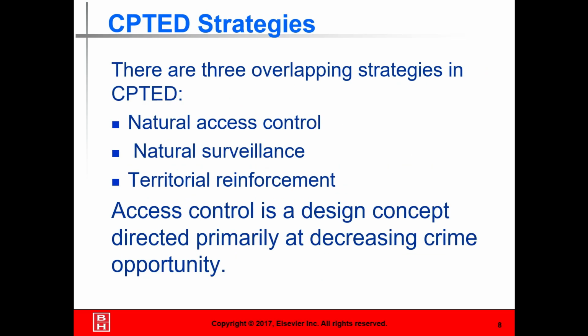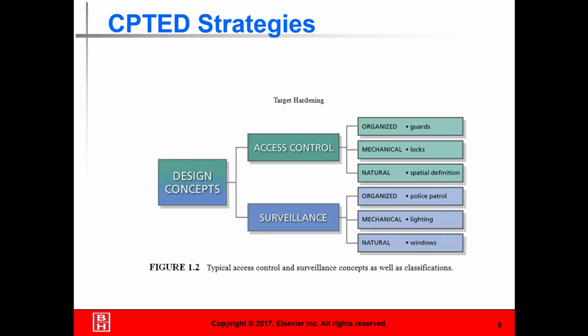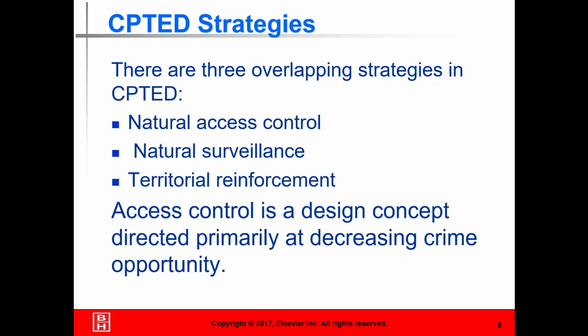So let's take a look at some strategies: natural access control, natural surveillance, and territorial reinforcement. Access control and surveillance have been the primary design of CPTED. But what is surveillance? So if we look at natural access control, natural surveillance, and territorial reinforcement, we have an overlap. That is the space management that we need to adjust and take a look at, that we want to examine.